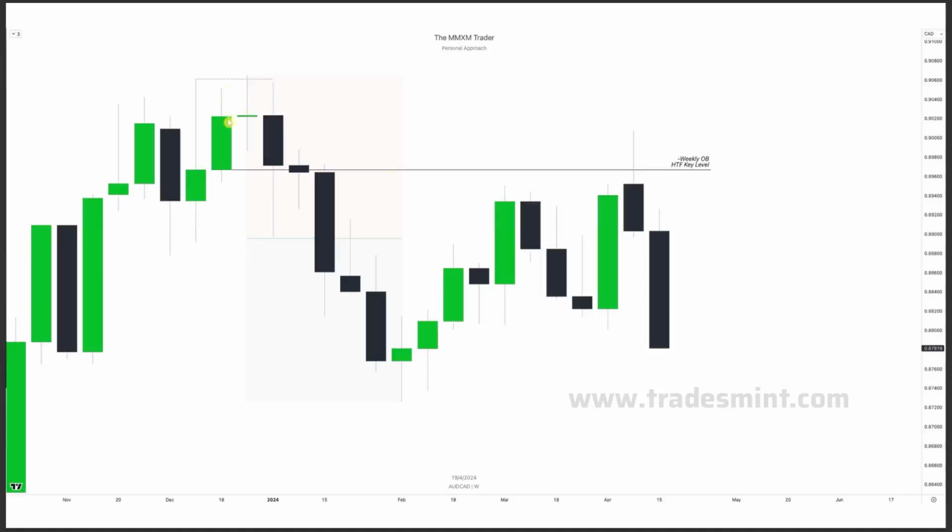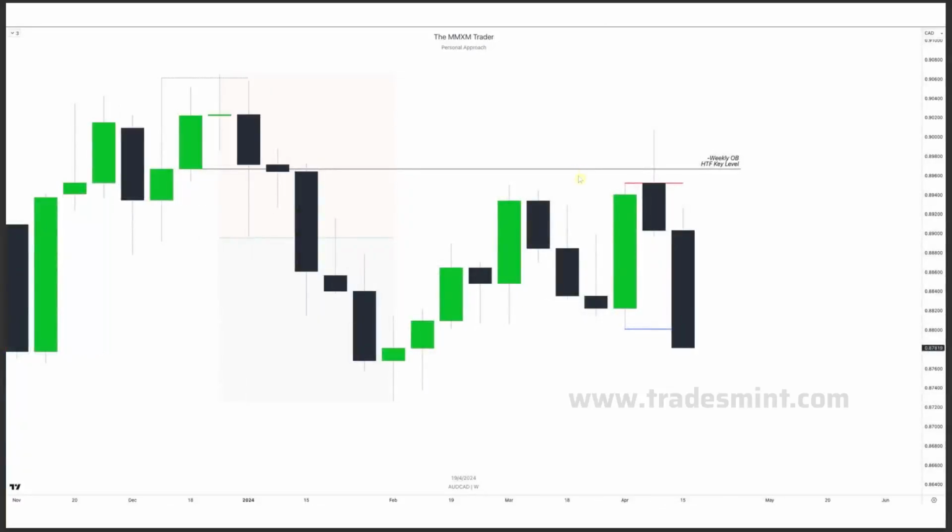We've got a premium order block over here, which is a higher time frame key level. And now we're going to be focusing on that swing high again, right? We want that second candle to close inside of the range. So how does that look? We've got this candle over here, right? Range high gets raided, and then the second candle closes inside.